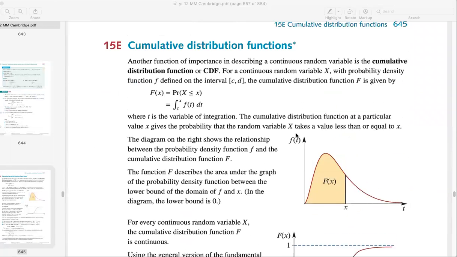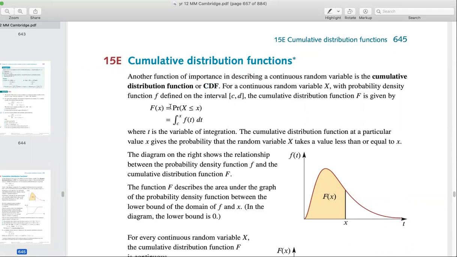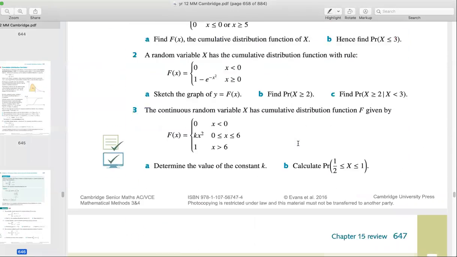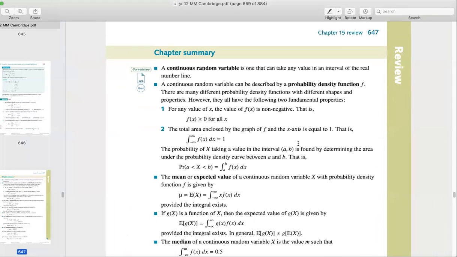And also for the 15E, the cumulative distribution function just gives us a name for the integration of the density function. Okay, that's why we call it CDF. CDF is basically just the probabilities, and it's the integration of our density functions. Okay, so for the 15, the takeaway message here is just remember, if you want to find the probability for a continuous random variable, do use integration, okay, to find the area.